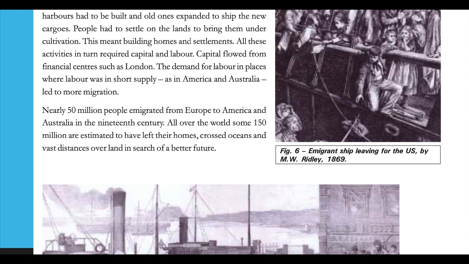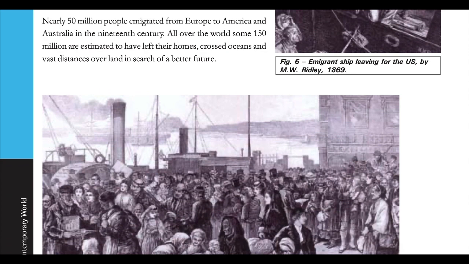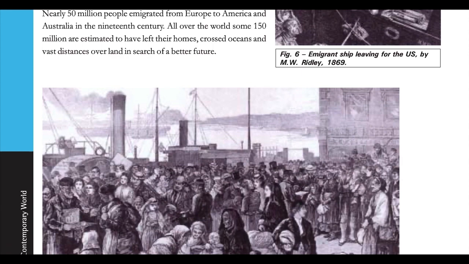The demand for labour in places where labour was in short supply, as in America and Australia, led to more migration. Nearly 50 million people emigrated from Europe to America and Australia in the 19th century. All over the world, some 150 million are estimated to have left their homes, crossed oceans and vast distances over land in search of a better future.